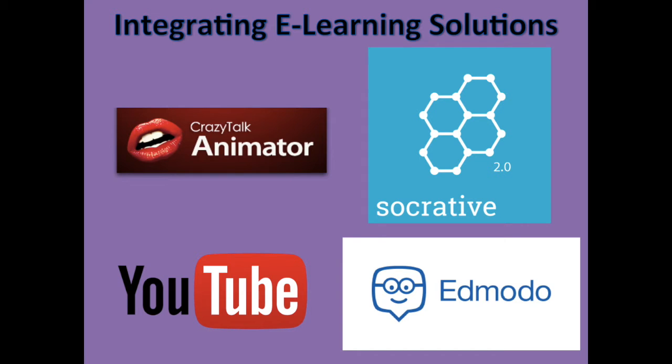So as teachers, we have a huge number of e-learning solutions available to us. I want to demonstrate 4 here, but I also want to demonstrate an approach I use to join the 4 of them together. So I've got the Crazy Talk Animator, which I should say is not free, it's about £25 to purchase, Socrative, which is a free online assessment app, YouTube, which everyone will be familiar with, and Edmodo, which is a social networking tool for use in the classroom.